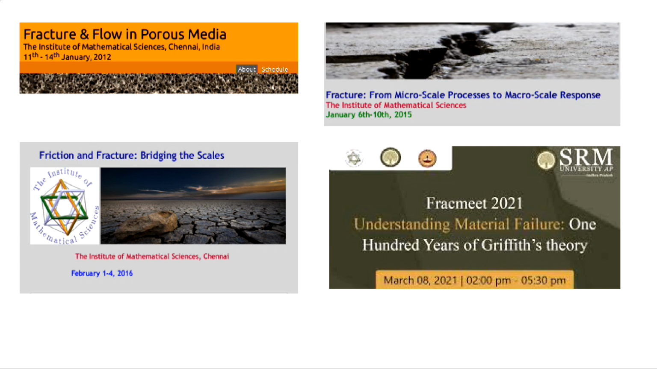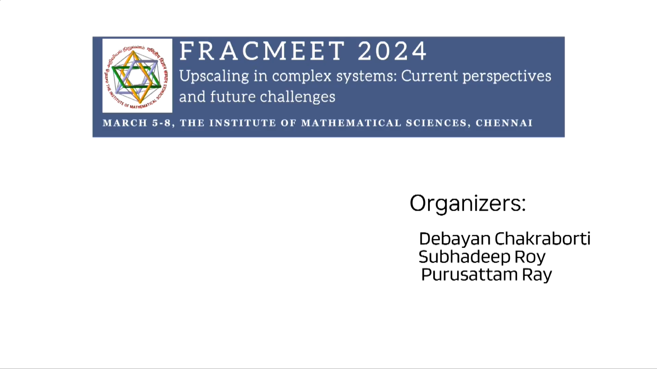And then one conference we arranged in a nearby university, SRM. We were co-organizers, but it took place in SRM University, which is a couple of 100 kilometers north of the city, Chennai. So the title was Understanding Material Failure, 100 Years of Griffith Theory, because it was 2020. As I mentioned, we missed 1 or 2 years during the COVID period, and 1 year the meeting was online. So as time flows, we come to FracMate 2024, and the upscaling in complex systems, current perspective and future challenges.